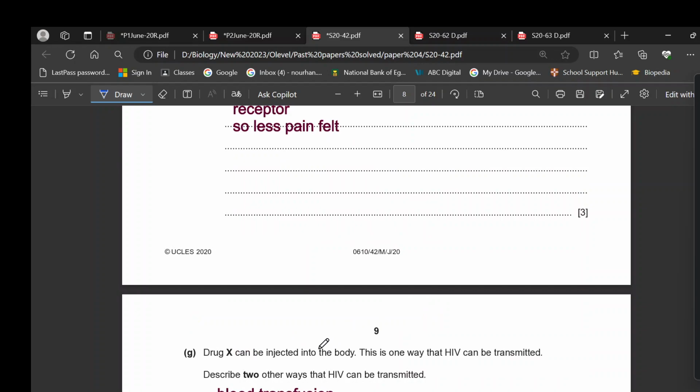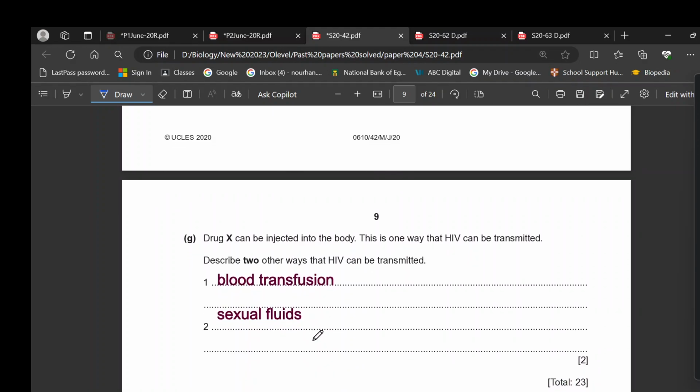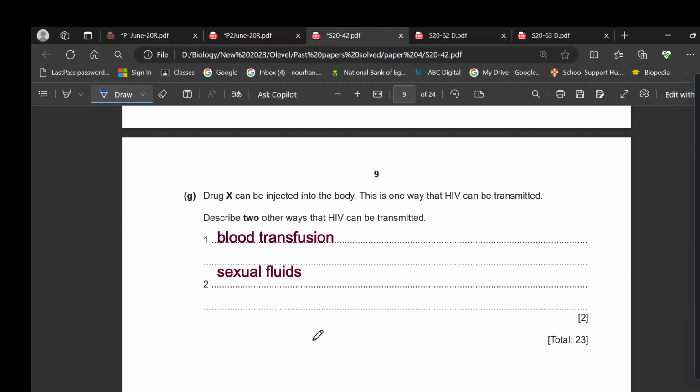Drug X can be injected into the body. This is one way that HIV can be transmitted. Two other ways: HIV can be transmitted through blood transfusion, or through sharing needles, or from mother to baby, or through sexual fluids. Sharing needles or injection is already written. So I can say blood transfusion, sexual fluids, sexual intercourse, or from mother to baby.